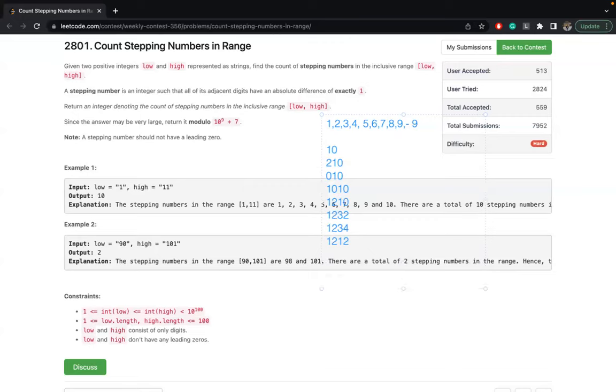Otherwise, if you have 1 0, similarly the other two digits will be dependent upon this 0 only. The other two digits can be 1 2 or 1 0. I think these two are the only cases. So here we can see that we can create some kind of recursion.